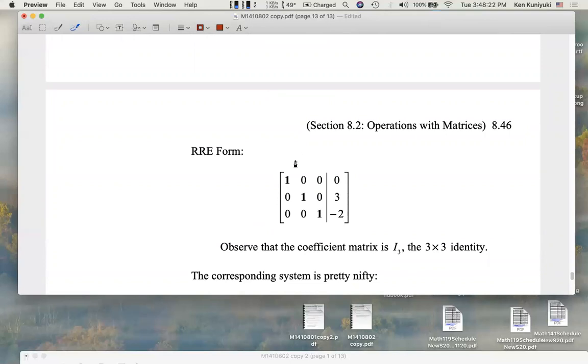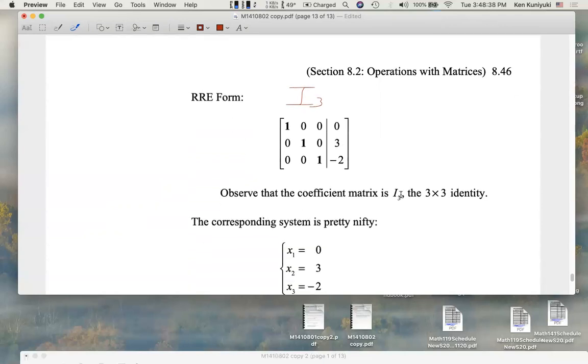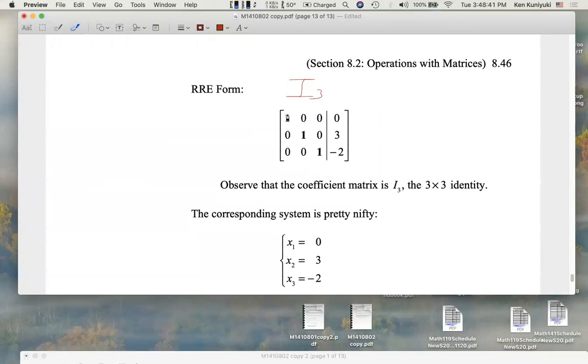Interesting. So on the left side, who is that? This is I sub 3. It's the 3 by 3 identity. And guess what comes over here? Well, what happens, right? If you work this out, the unknowns were x sub 1, x sub 2, x sub 3. X sub 1 equals 0. X sub 2 equals 3. X sub 3 equals negative 2.